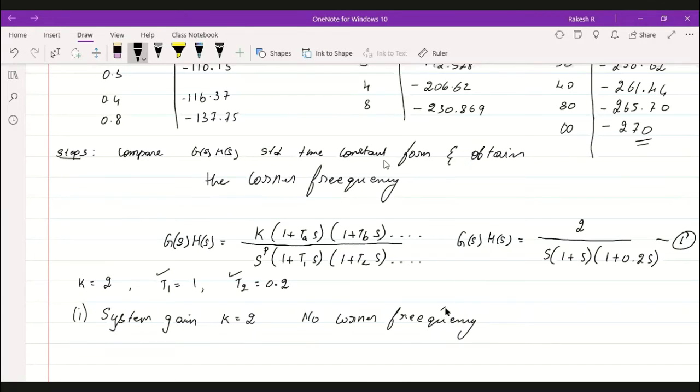For corner frequency, what we need to do is take omega c, which is 1 divided by T. Right? As for k, there is no T factor here, so there will be no corner frequency for system gain 2 here. Next one, we need to see for the pole.